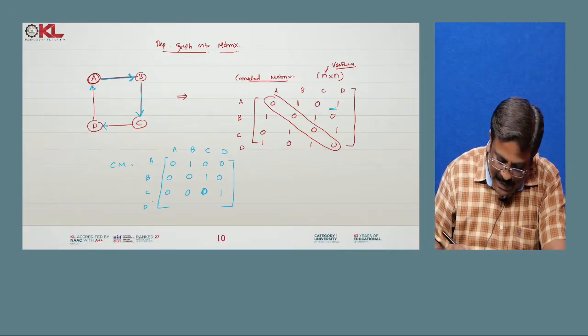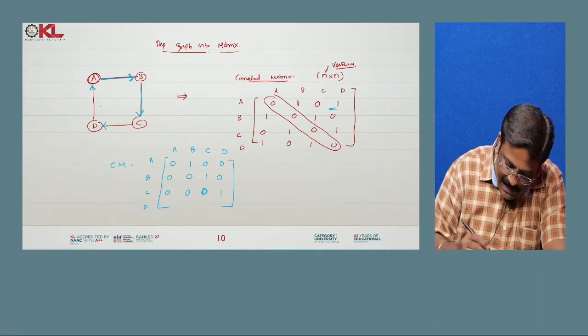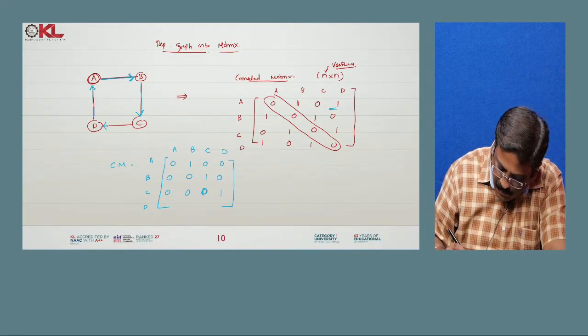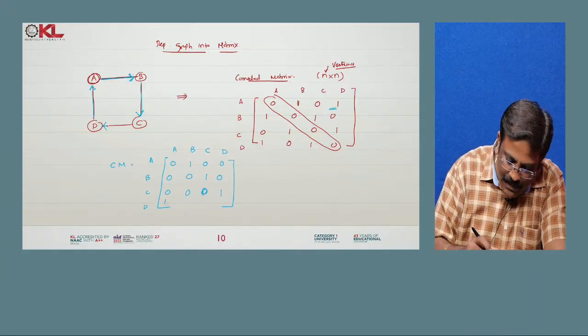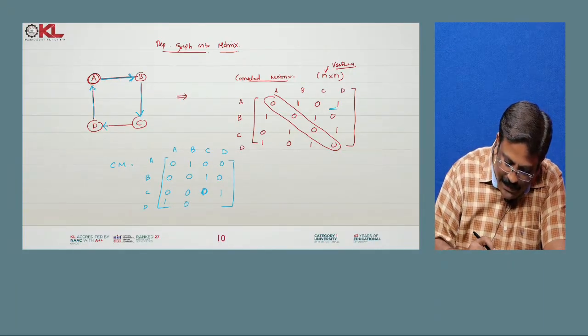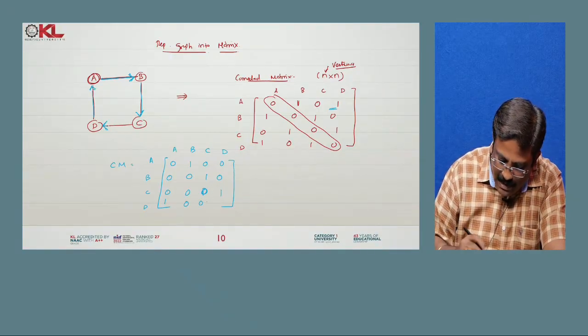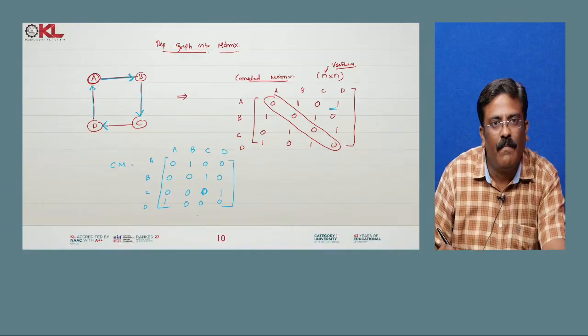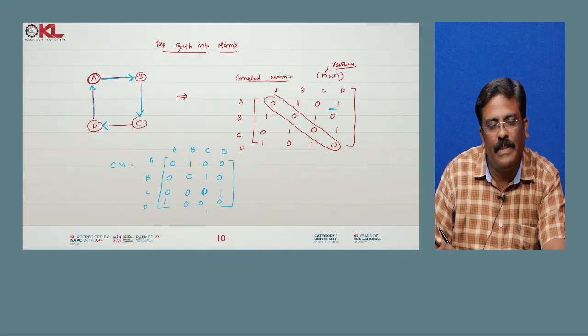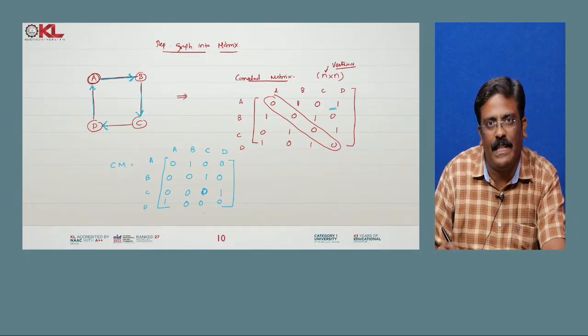Okay. Now in the same way D to A. D to A, yes, there is connectivity available, so 1. And D to B there is no connection, 0. D to C there is no connection because the arrow is on the opposite side, 0. And D to D is 0. So this is the way we can write a connection matrix when directions exist.